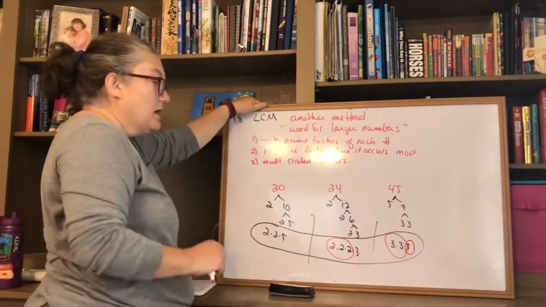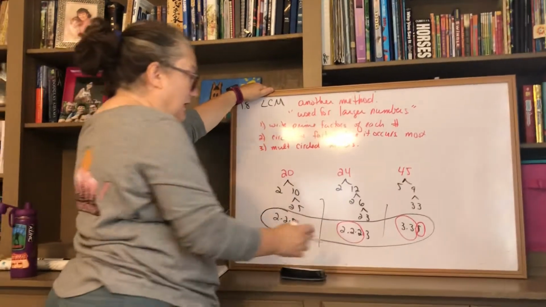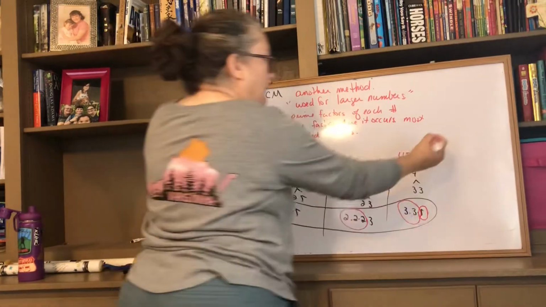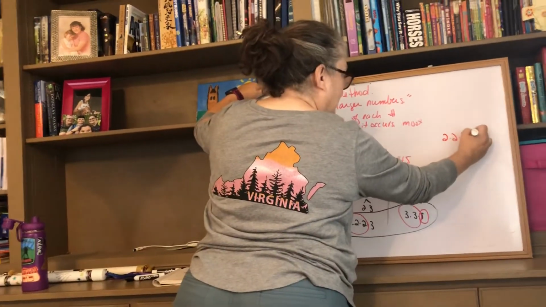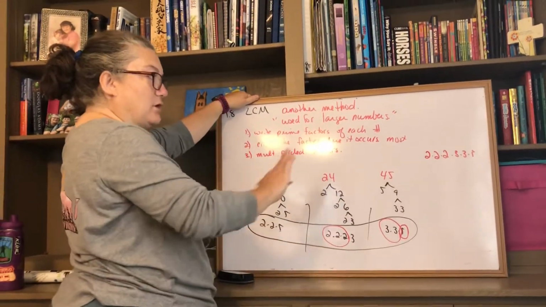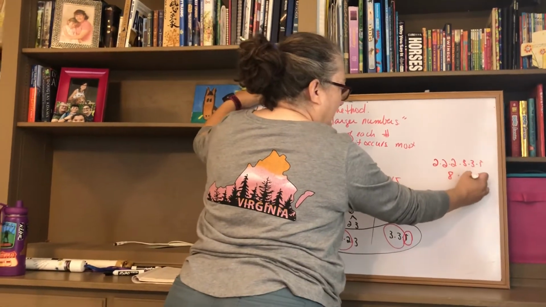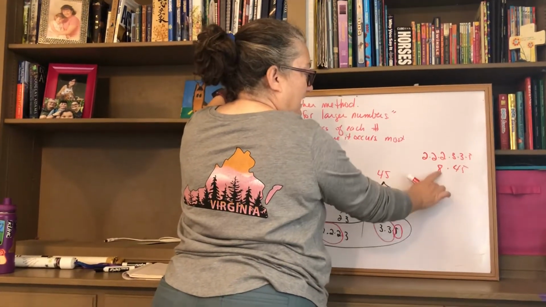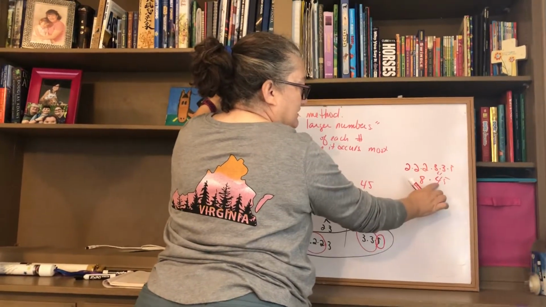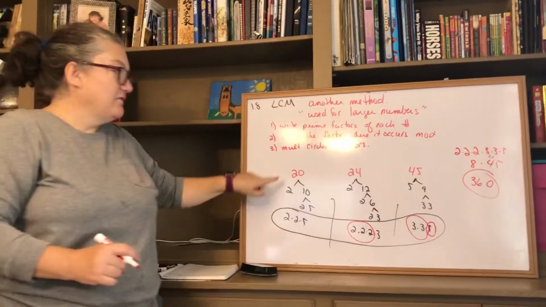So to find my least common multiple now, I'm just going to multiply these circled factors. I'll write them out over here: 2 times 2 times 2 times 3 times 3 times 5. That's the circled factors, and I'm just going to multiply them together. 2 times 2 times 2 is 8, and this was 45. And I can multiply 8 times 45. 8 times 5 would be 40, and 8 times 4 is 32, plus 4 would be 360. This would be our LCM of these three numbers.